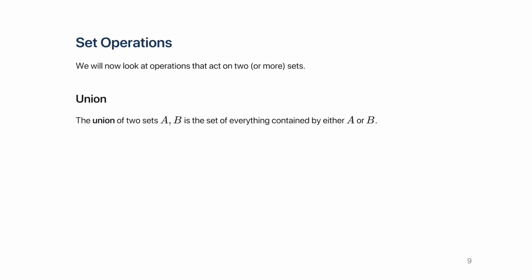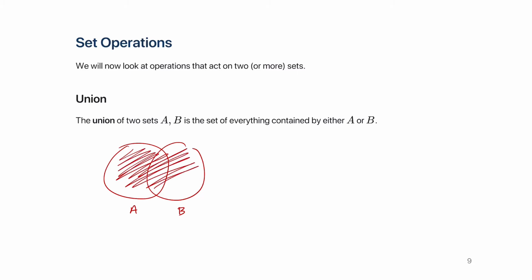Okay, cool. So now let's start looking at set operations, okay? So the first one we'll talk about is the union of two sets. We say the union of two sets, A and B, is a set of everything contained by either A or B, okay? So the best way to describe this is to draw a picture. You say this is set A, this is set B, and the union of the two is simply the set of everything that's contained by either one.